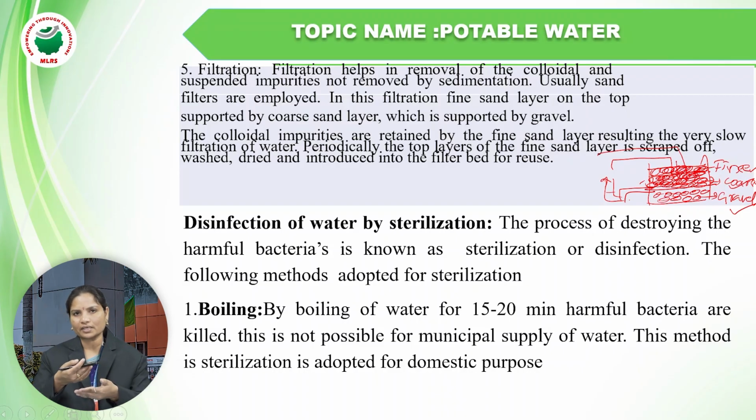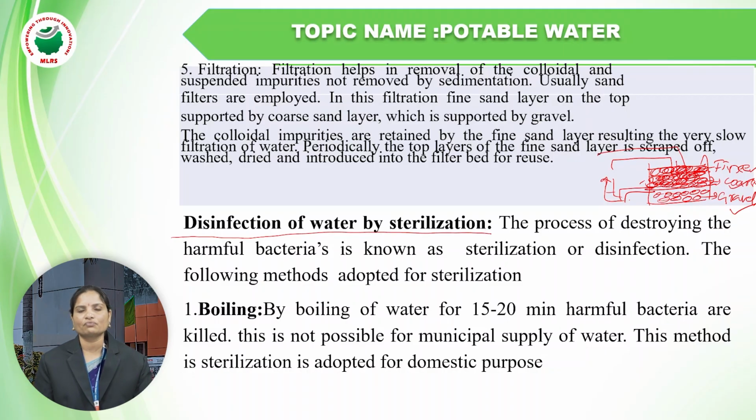So the water can be filtered from the first layer to the second layer to the third layer. Then all the impurities, like suspended impurities and colloidal impurities, can be eliminated by our filtration process. That means in the filtration process, almost all the colloids and suspended impurities can be eliminated. Then we go to one more step in our treatment method: disinfection of the water by the sterilization process.